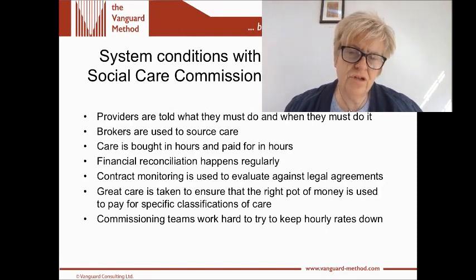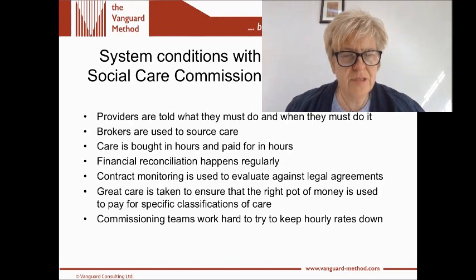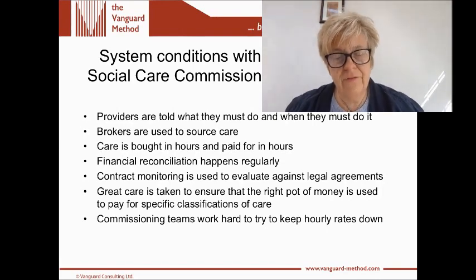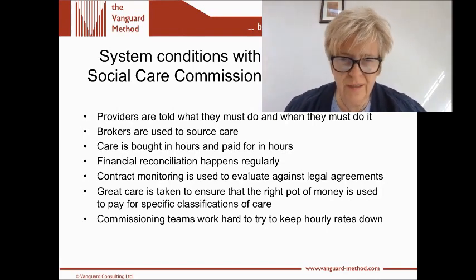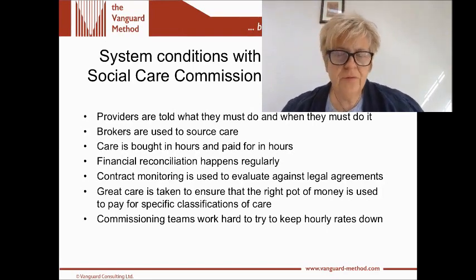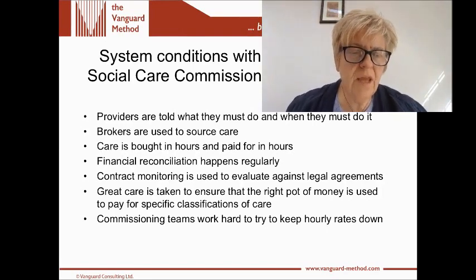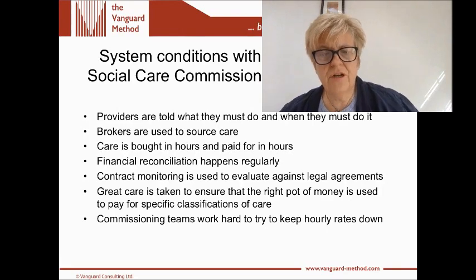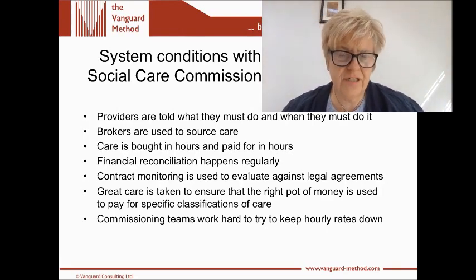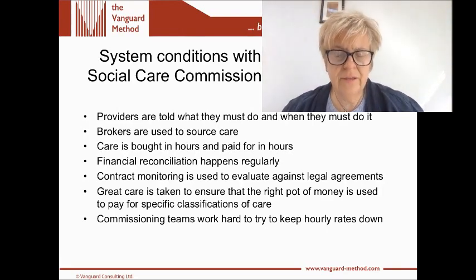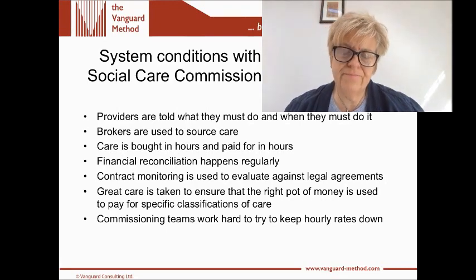Lots of time spent making sure that the money comes from the right pot, based on the specific classifications of care. And of course that often involves health as well, and lots of battles going on between health and social care. And then commissioning teams working hard to try and keep hourly rates down. That's the focus of attention, rather than what value can be created.